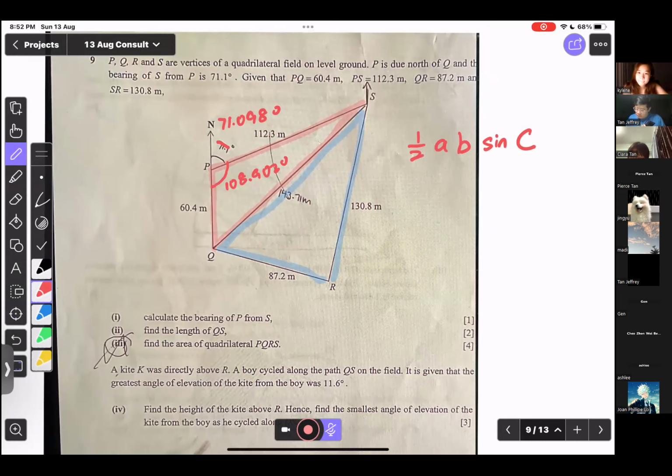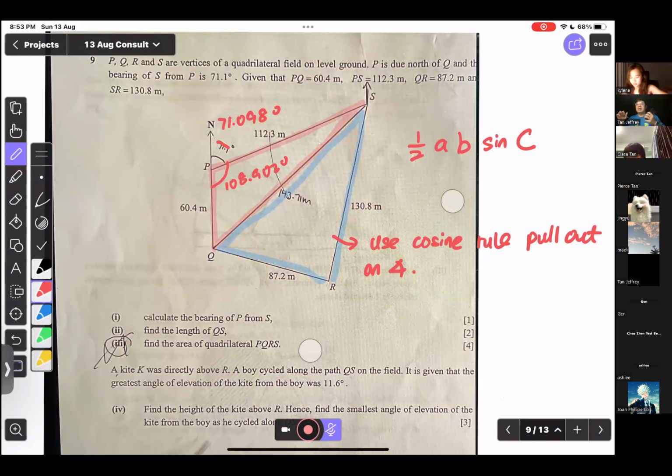So now, Kylene, you see, you have these 3 sides. Can you find an angle for me? Using cosine rule. Correct, using cosine rule. So use cosine rule to pull out an angle. Pull out an angle, right? Any angle will do, because you have all three sides. Then after that, you find the area. Okay? Then okay, done already.